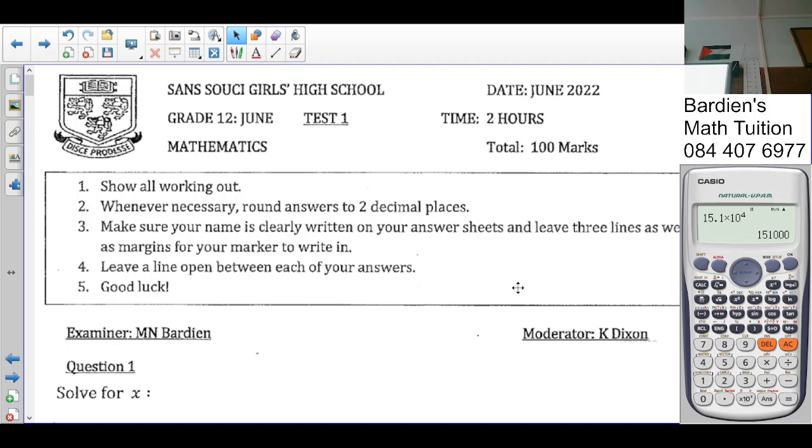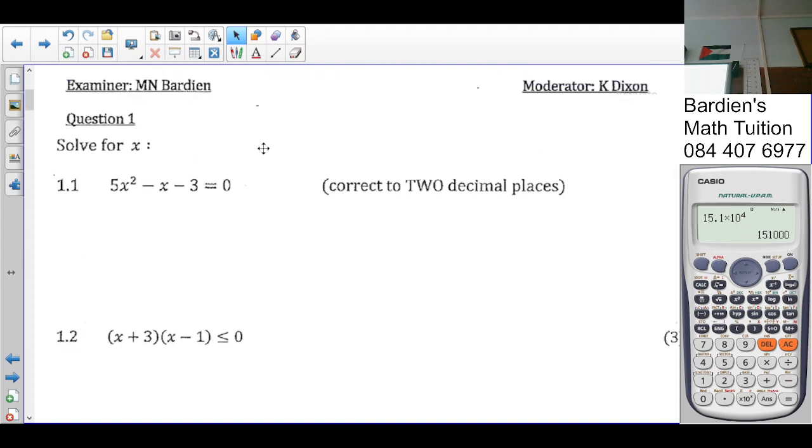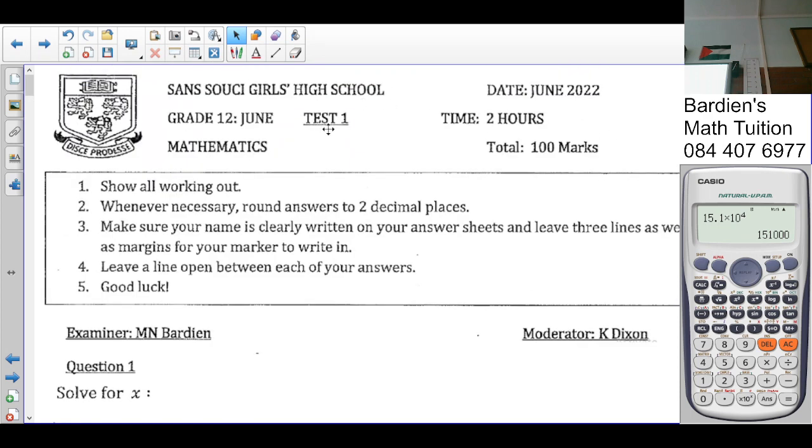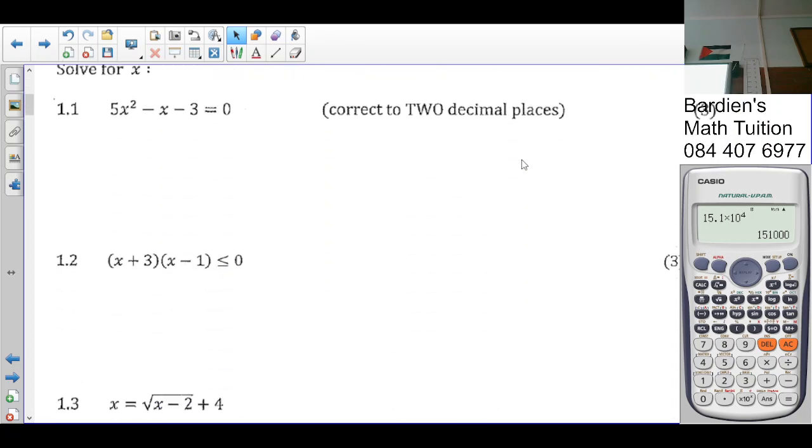Alright, so yesterday I sent you the question paper as well as the memo to the question paper. But we're going to do a run through the paper quickly in the time that we have in this lesson, so that you can see exactly where we went wrong and so on. Okay, so we're looking at paper 1, the June test 1, out of 100 marks for 2 hours that you guys wrote.